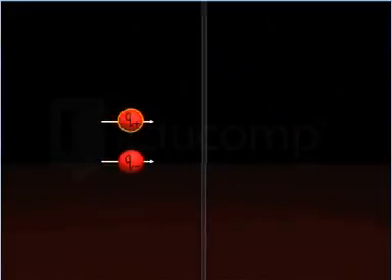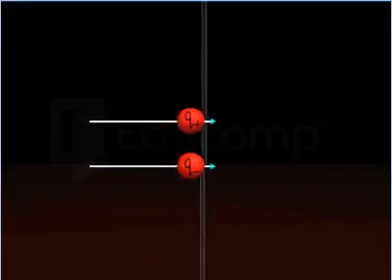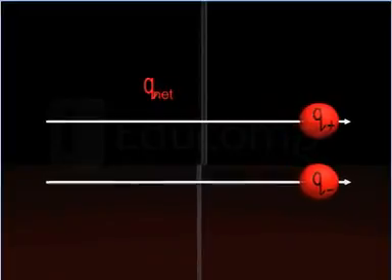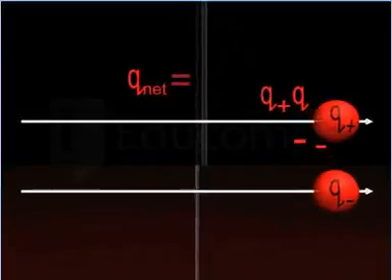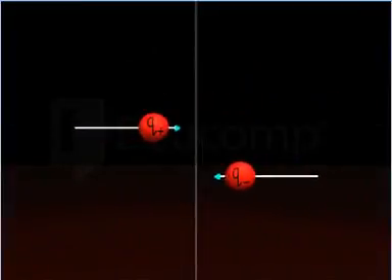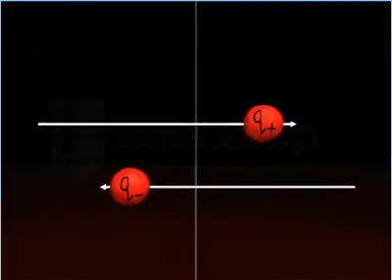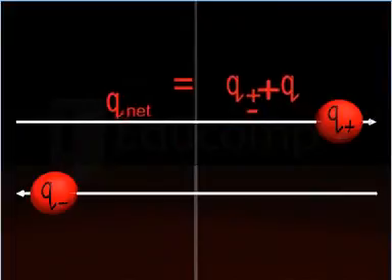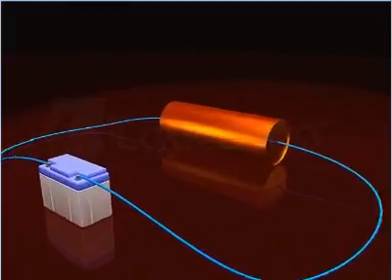When Q plus and Q minus move in the same direction, the net charge is equal to the difference of net positive charge and net negative charge, while when they move in opposite directions, the net charge will be equal to the sum of net positive charge and net negative charge. The net charge flowing in the forward direction is proportional to the time interval t.